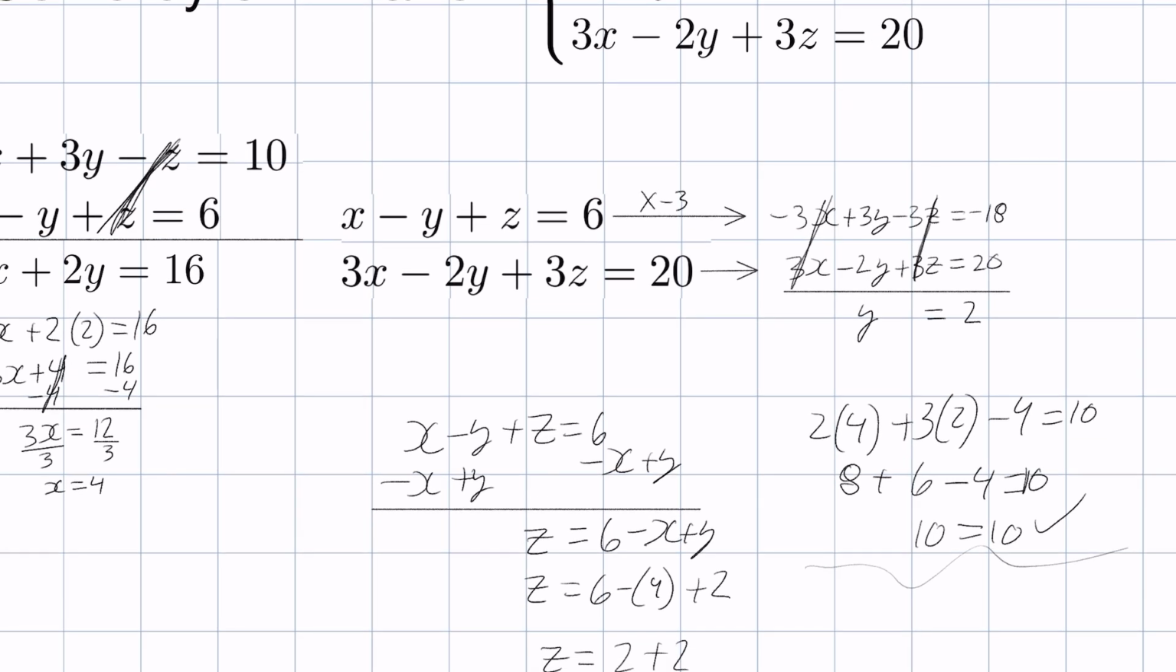Let's look at the second one. 4 minus 2 plus 4 is equal to 6. 4 minus 2 is 2. 2 plus 4 is 6. So this checks out.